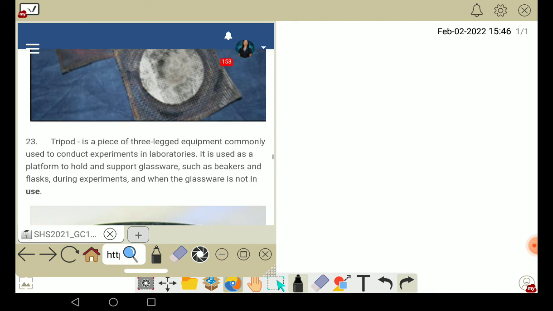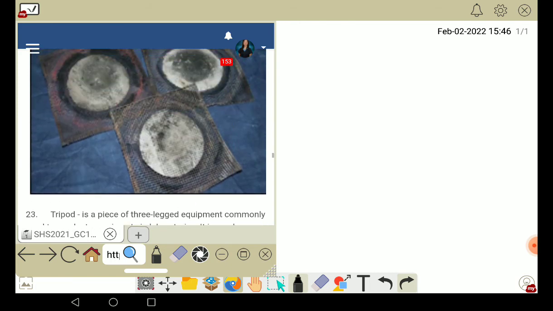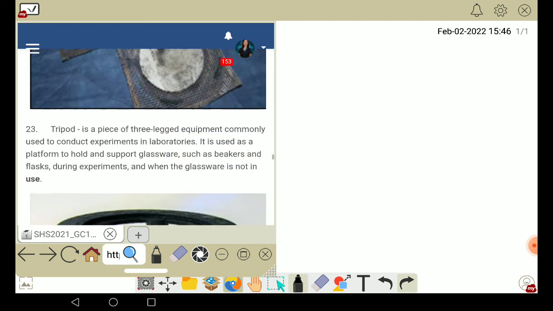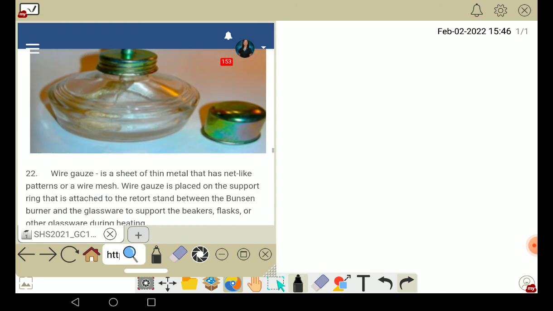Next, we have the tripod. A tripod is a piece of three-legged equipment commonly used to conduct experiments in laboratories. It is used as a stand platform to hold and support glassware, such as beakers and flasks, during an experiment and when the glassware is not in use. Aside from that, your wire gauze is sometimes put above your tripod, and the tripod is commonly used with your alcohol lamp.